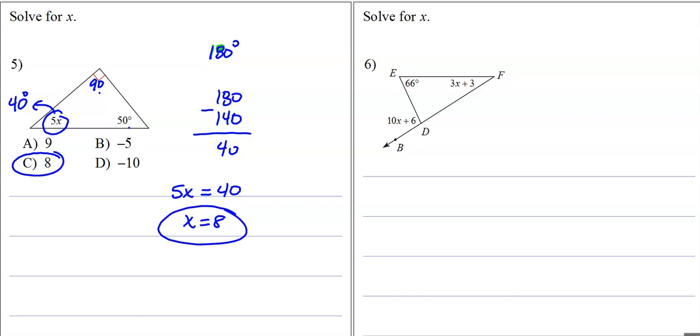Number 6, this one involves the exterior angle theorem. So we have a formula. Anytime you have a triangle and you extend one of the sides, you have this exterior angle.